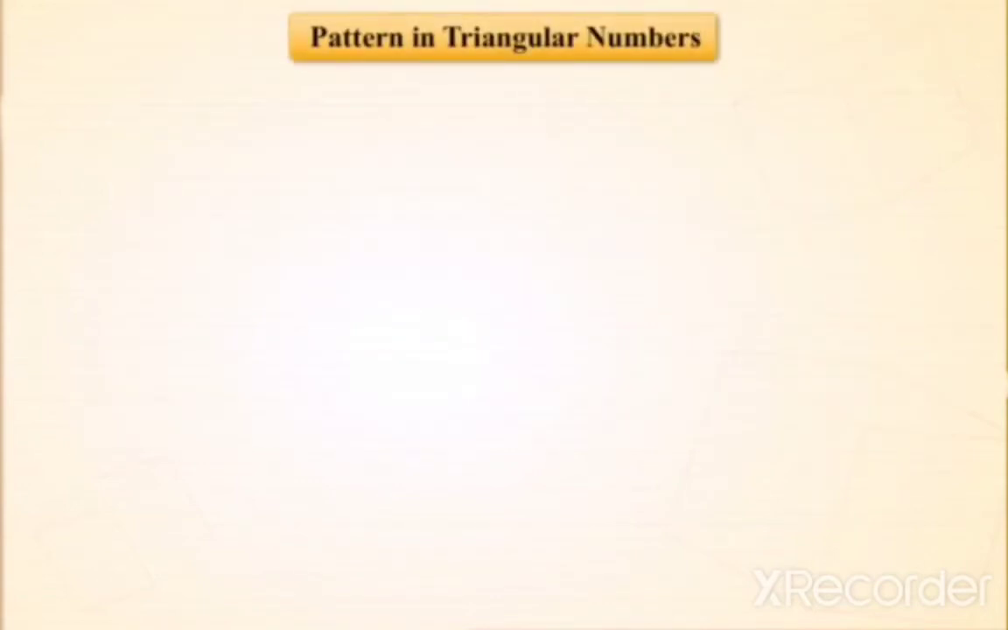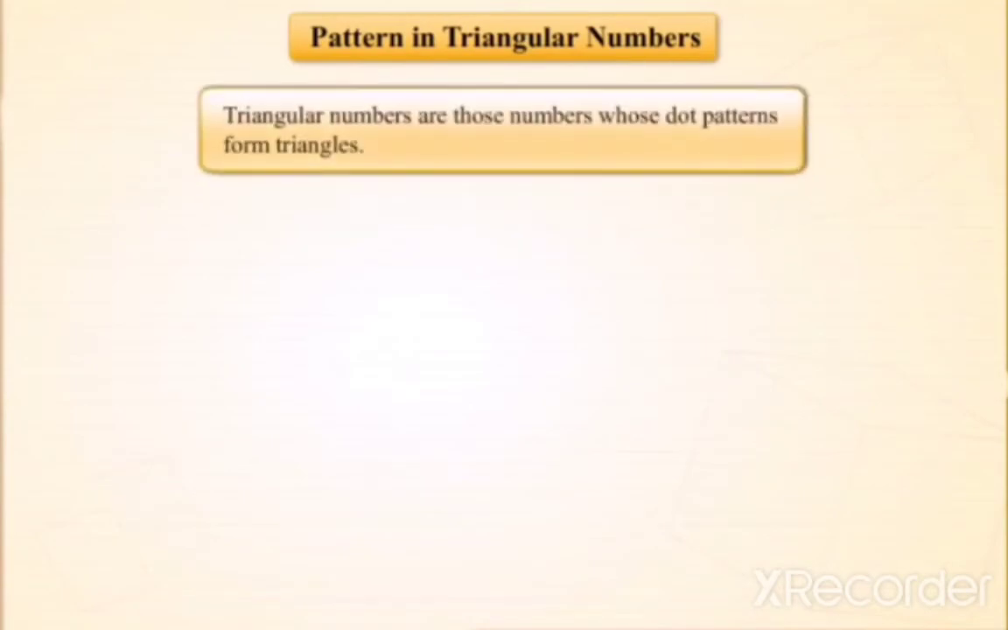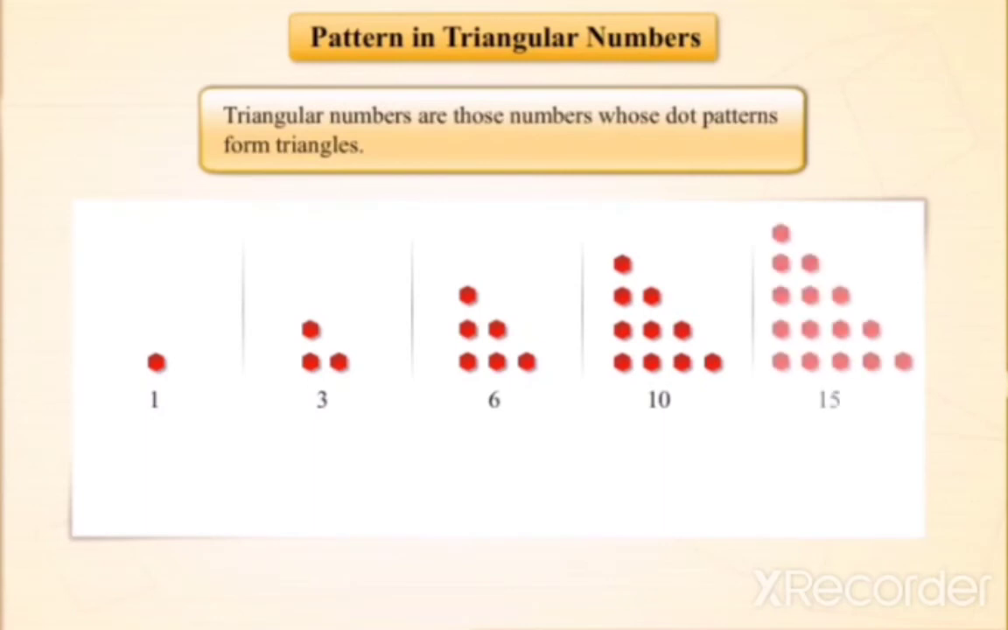Another interesting pattern is that of triangular numbers. Triangular numbers are those numbers whose dot patterns form right-angled triangles. Some of these numbers are 1, 3, 6, 10, and 15.